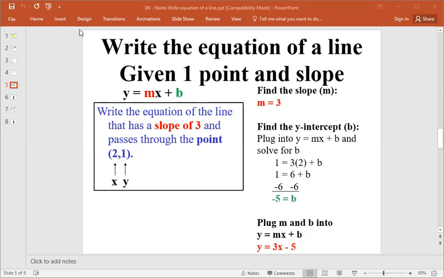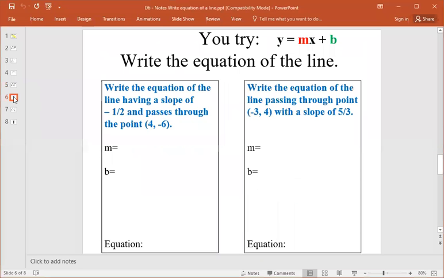Okay, so let's try a couple more problems. The first one says write the equation of the line having a slope of -1/2 and passes through the point (4, -6).